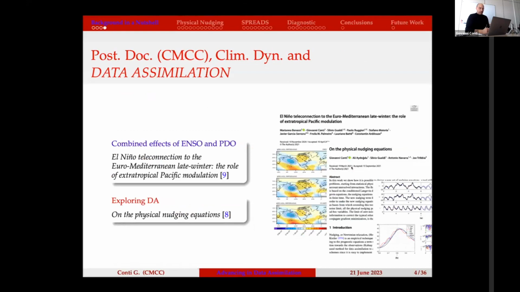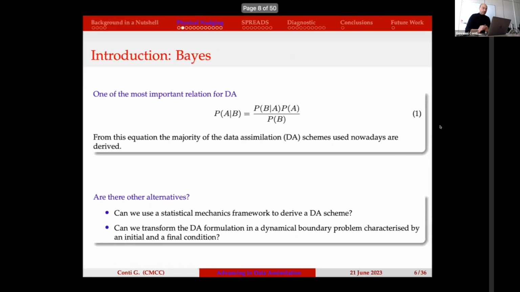And I started with Carla the work on data assimilation. Here I will present data assimilation, as I said, in 3 different perspectives, 3 different flavors. Let's start with the methodology, in particular talking about the physical nudging.